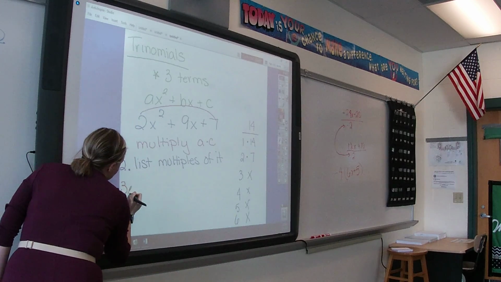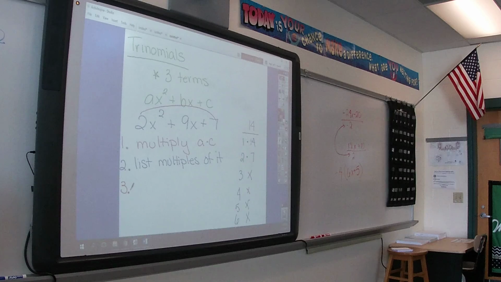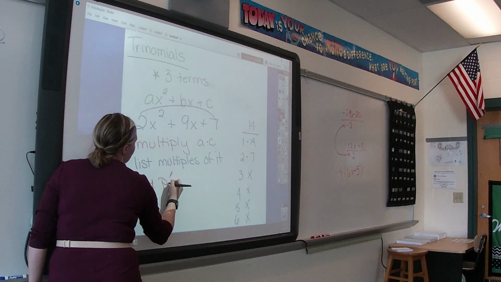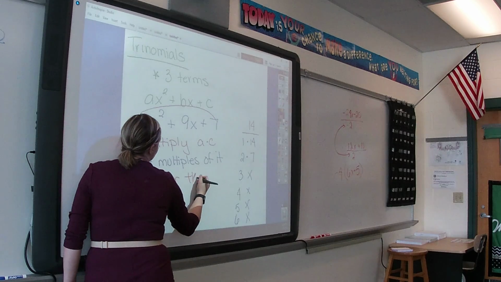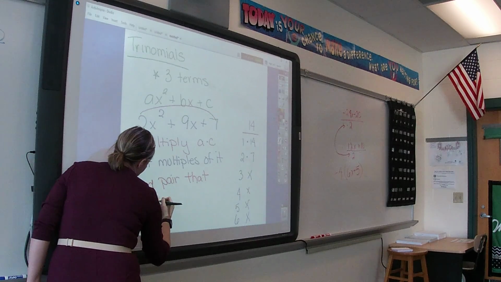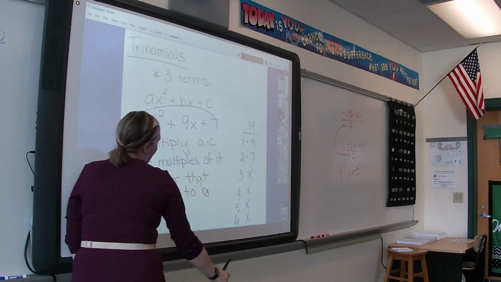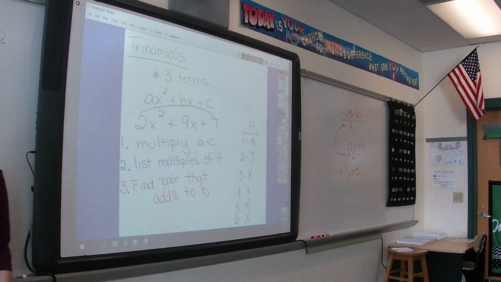Step 3. We are going to find the pair that adds up to B. So the fancy math word there would be that we're going to find the sum. Sum tells us that it adds up to it.